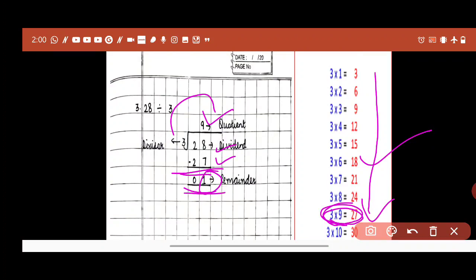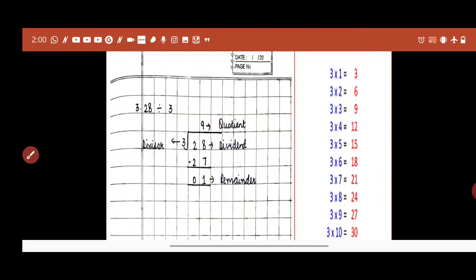And end of the answer. Now, 28 is the dividend, 3 is the divisor, 9 is the quotient, and the leftover is the remainder.